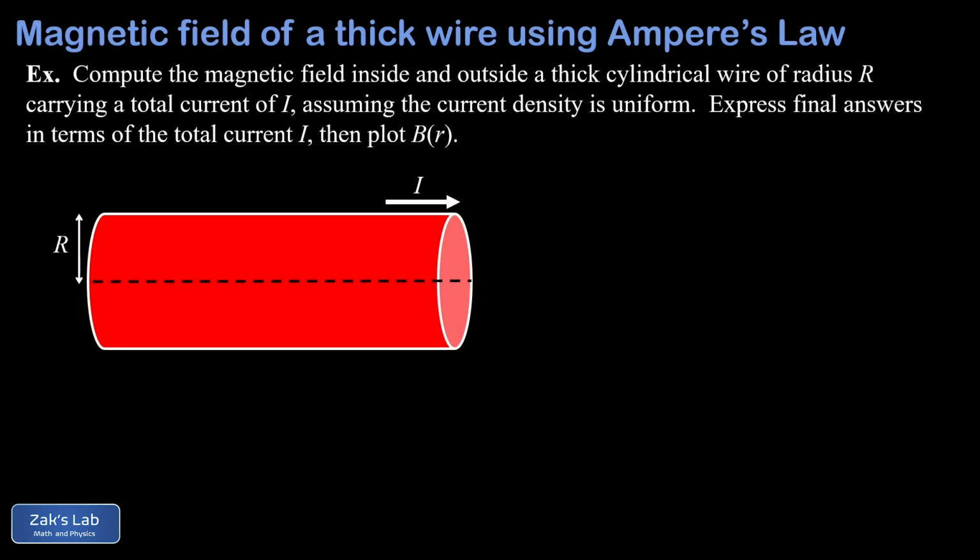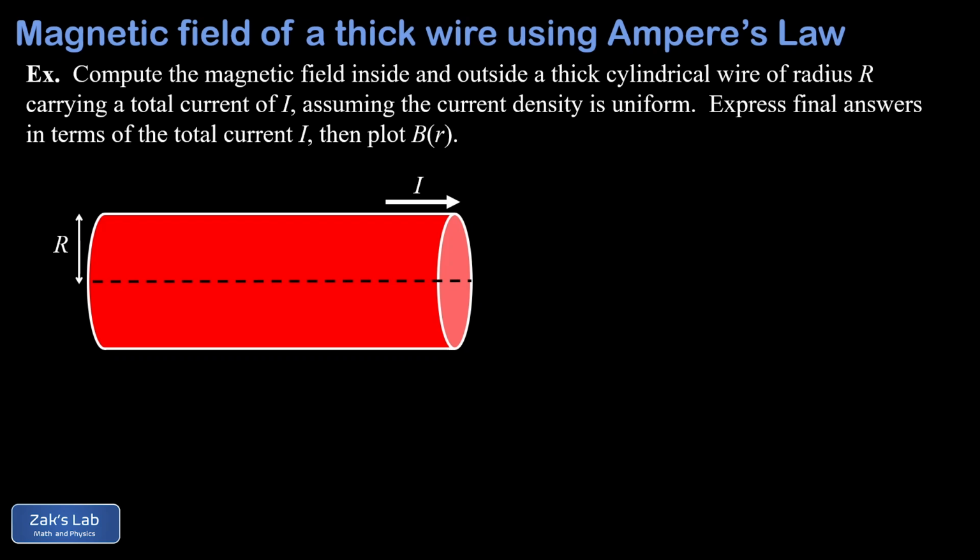In this problem, we're using Ampere's law to compute the magnetic field inside and outside a thick cylindrical wire of radius big R, carrying a total current of I. And at the end of the problem, we'll make a plot of the magnetic field magnitude B as a function of distance from the symmetry axis of the wire.